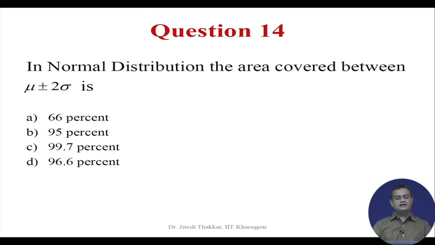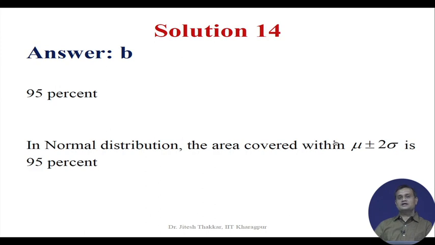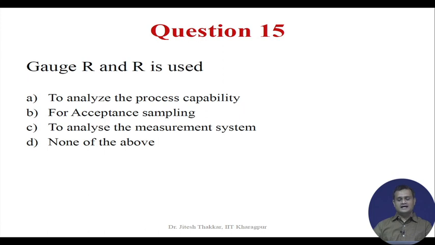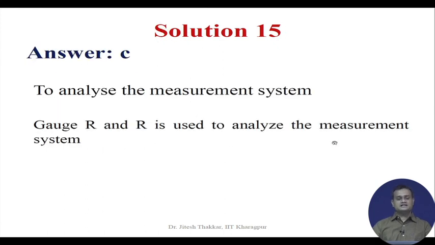Question 14. In normal distribution, the area covered between mu plus or minus 2 sigma is 66%, 95%, 99.7%, 96.6%. So, the correct answer is B. This area is basically 95%. The last question in this assignment is question 15. Gauge R and R is used to analyze the process capability, for acceptance sampling, to analyze the measurement system, none of the above. So, the correct answer is C. To analyze the measurement system, gauge R and R is used.